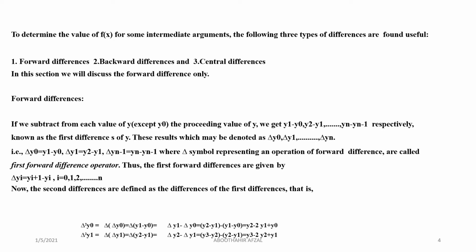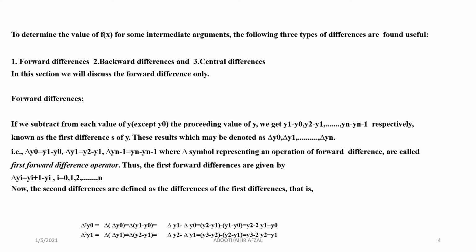That means it is nothing but delta y1 minus delta y0. So the difference of the first differences is called the second difference. If I ask you what is delta square y0, you should say it is delta y1 minus delta y0. But delta y1 is nothing but y2 minus y1. Then what is delta y0? That is y1 minus y0. So delta square y0 will be nothing but y2 minus y1 minus (y1 minus y0). So that will be y2 minus 2y1 plus y0.